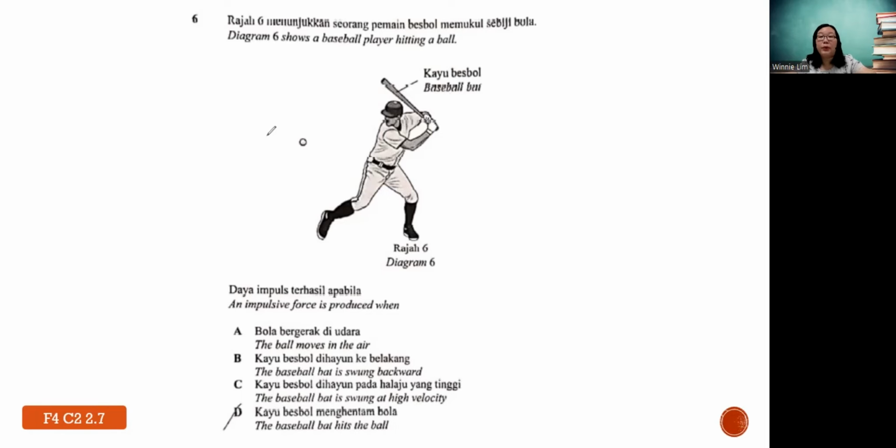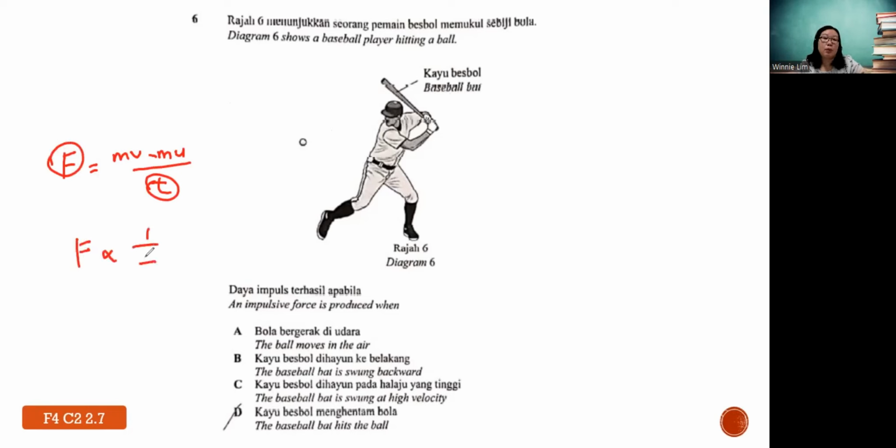You will get this force when you hit the object. The moment you hit the object, if the object is soft or hard, then you will have a difference in the impulsive force, the rate of change of momentum, which is mv minus mu over t. And we normally focus the impulsive force idea with the time interval.